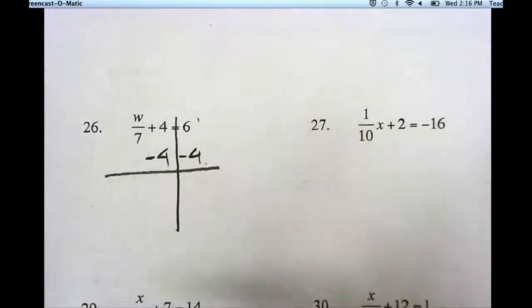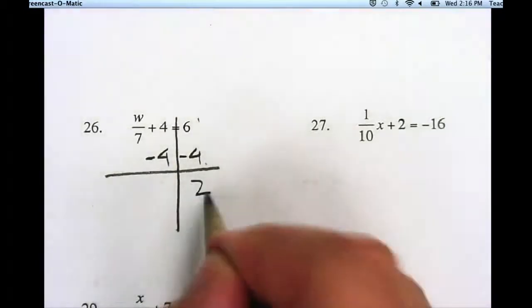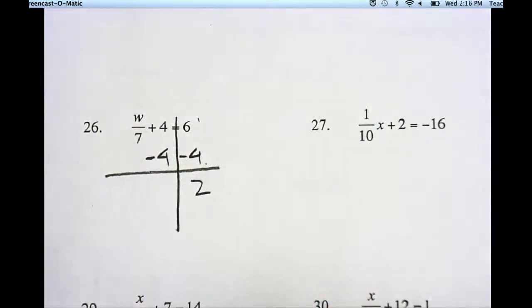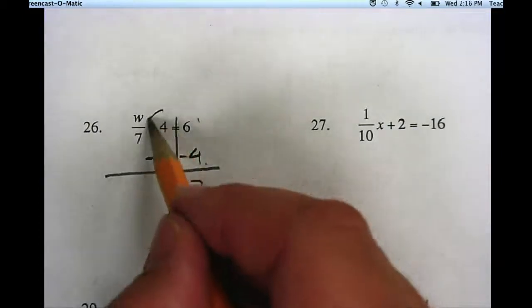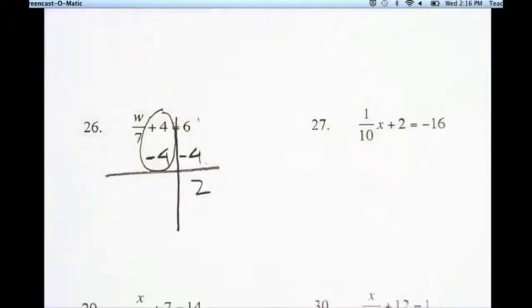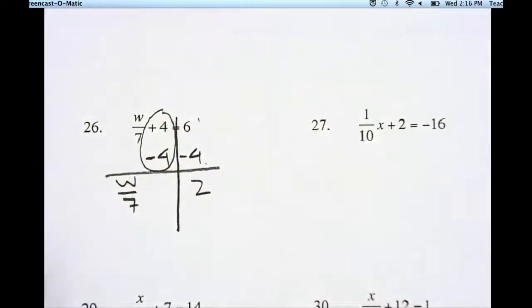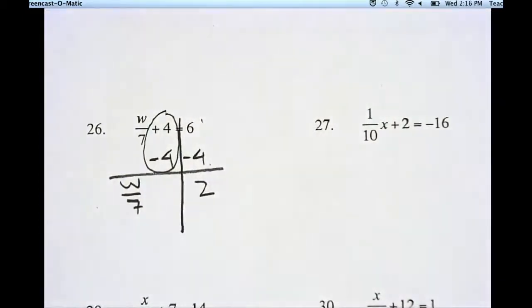6 and negative 4, the positive wins, so that's just going to be 2. I've got to bring down, just like I did on my multiplication problems, what's left over there. Positive 4 and negative 4 make 0, so they're gone. So I just have w divided by 7 on the left side of the equation.